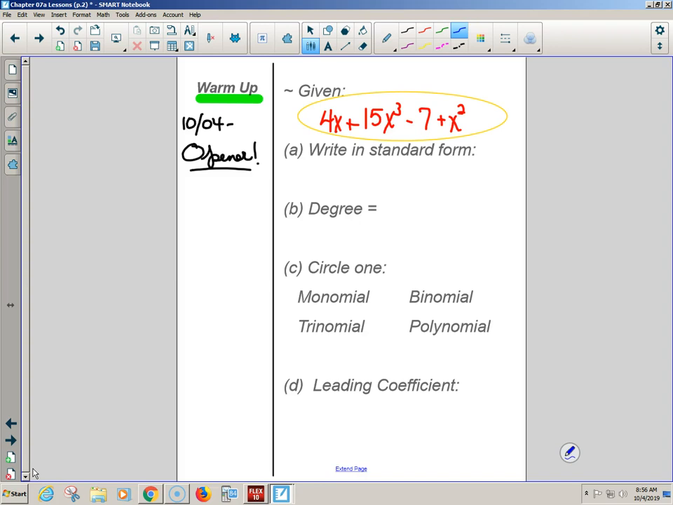Standard form. Ready for my hint? Ready for my clue before we talk about the answer? For standard form, if I were you in a colored pen, or if you were gone yesterday and you're seeing this for the very first time, standard form, you want to think descending powers. You want to think descending powers.